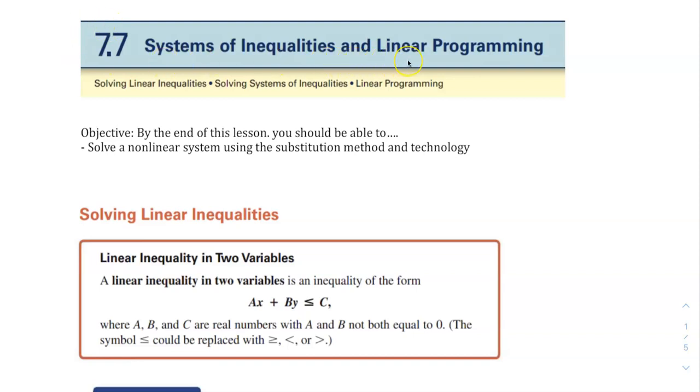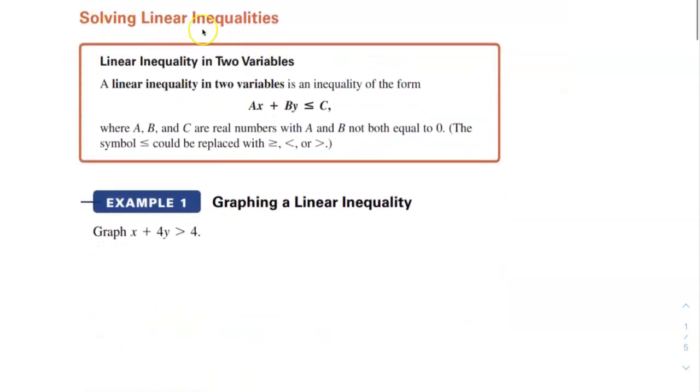7.7 System of Inequalities and Linear Programming. So let's talk about how to solve a system of linear inequalities. It's just a linear system with an inequality instead of an equal sign. And when we solve this, we do it by shading. So let's talk about how to do that.